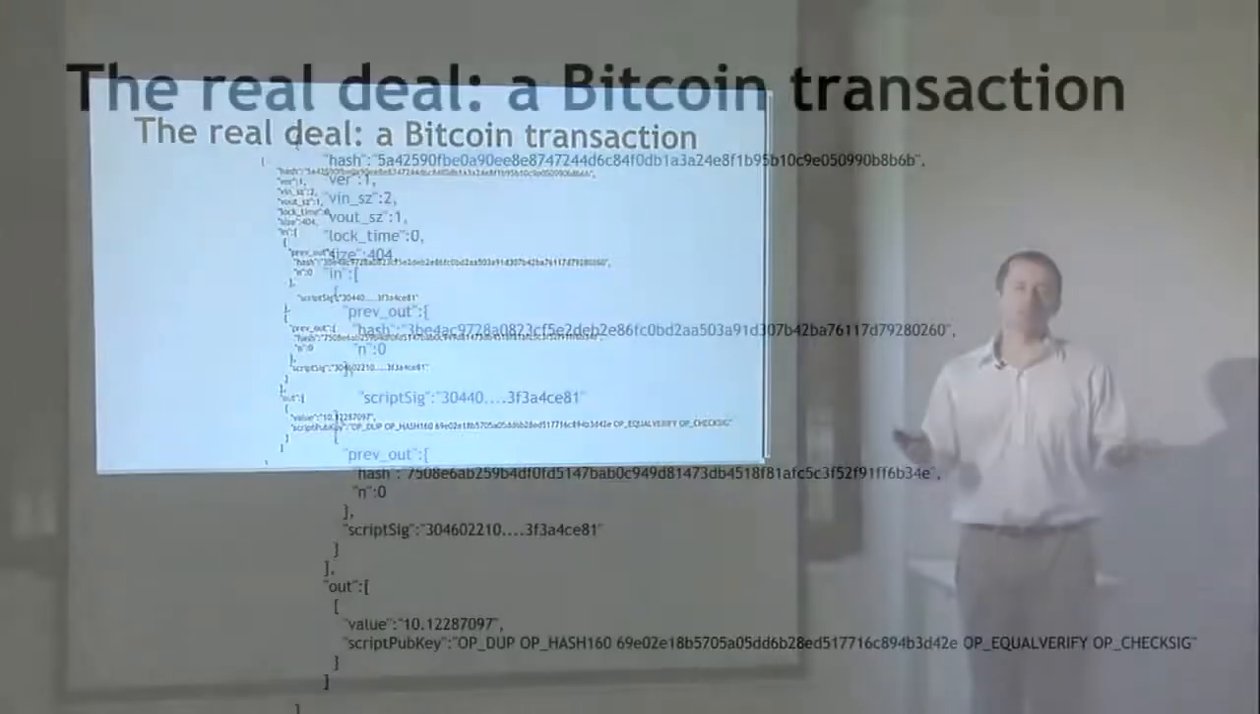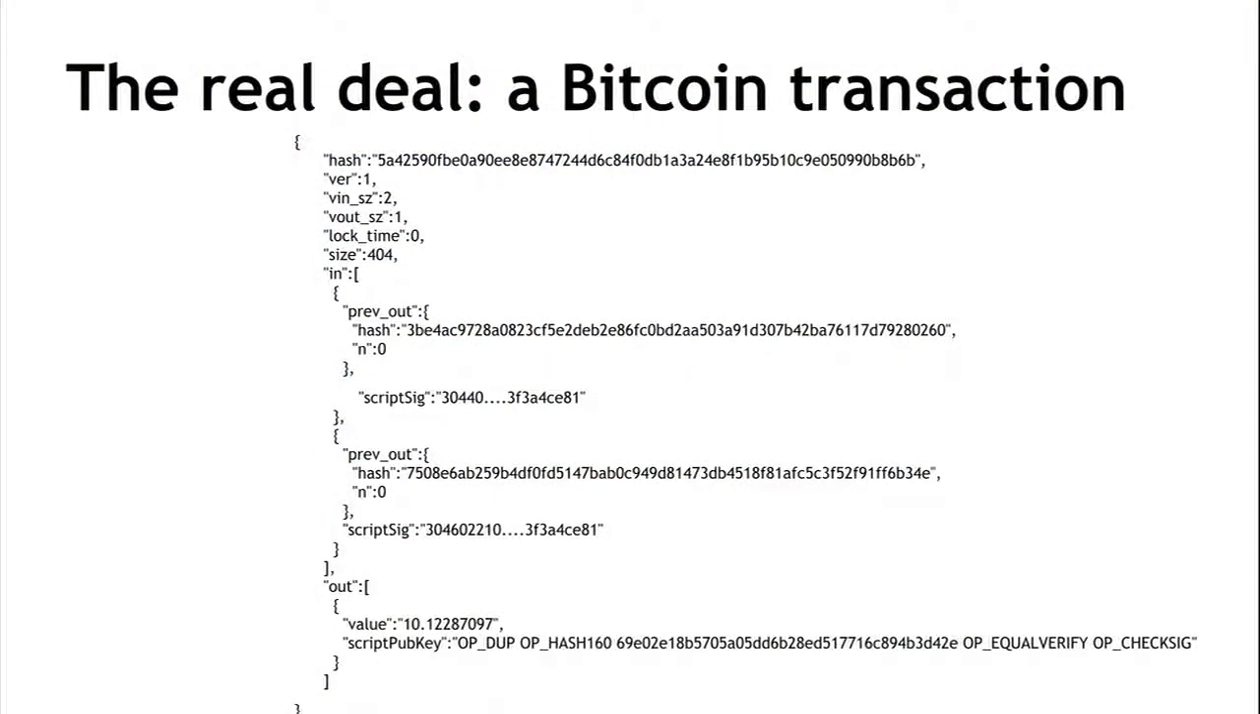So conceptually, that's really all there is to a Bitcoin transaction. And let's look at what it looks like at the low level. So again, one of the goals of this lecture is going to be to show you the real data structure, the real deal of what Bitcoin looks like.